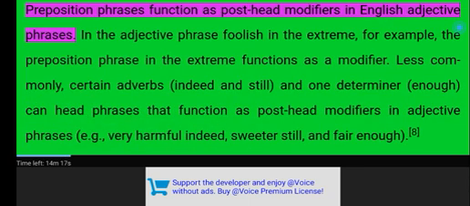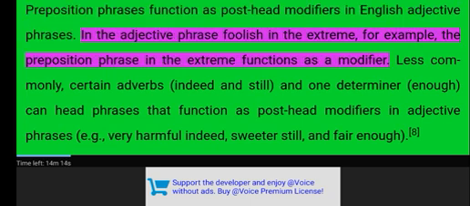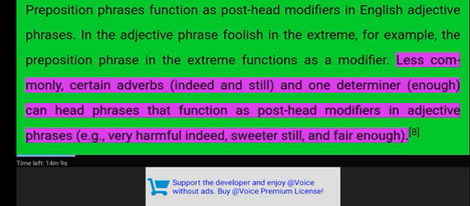Preposition phrases function as post-head modifiers in English adjective phrases. In the adjective phrase foolish in the extreme, for example, the preposition phrase in the extreme functions as a modifier. Less commonly, certain adverbs, indeed and still, and one determiner, enough, can head phrases that function as post-head modifiers in adjective phrases, e.g., very harmful indeed, sweeter still, and fair enough.